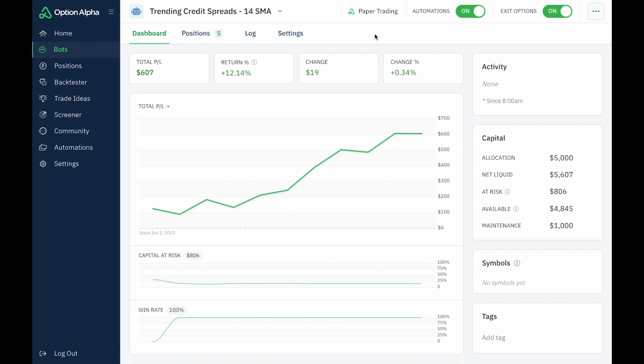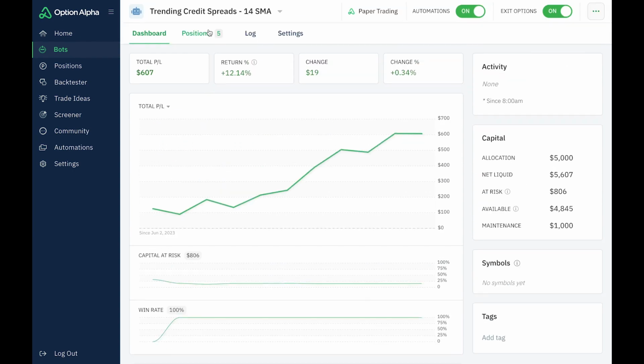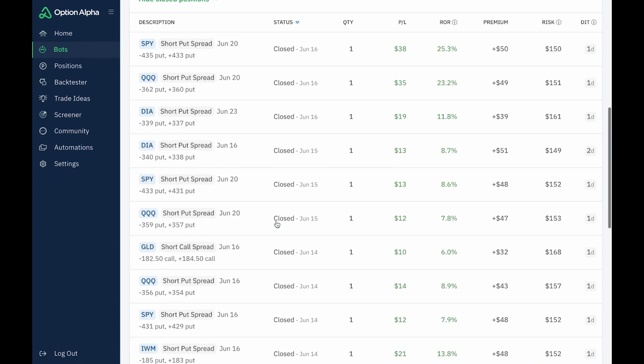This is the trending credit spread, but it's based on the 14-day SMA. There's no RSI check right here. And so as you can see, 35 positions have been closed. And I was surprised that it has a 100% win rate. And you're getting about $19 per win. So let's take a look at these positions right here.